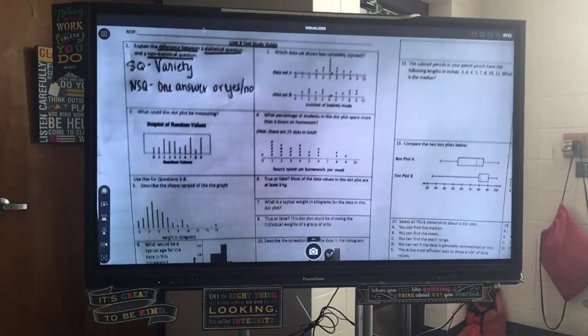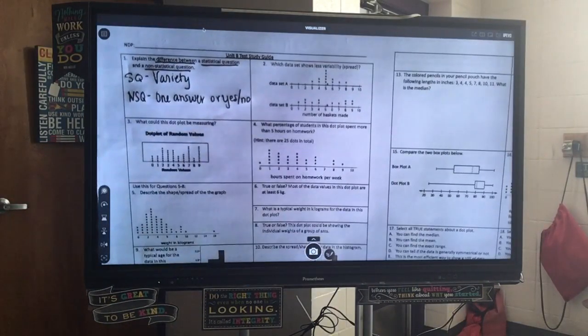Alright, number 2. It says, which data set shows less variability for the spread? So which one has less of a spread? Actually, we'll do stand up, sit down, get a little bit of movement going. So stand up if you said data set A. Alright, so have a seat. Why does data set A work for the less variability? Let me rephrase that question, that was a terrible question.